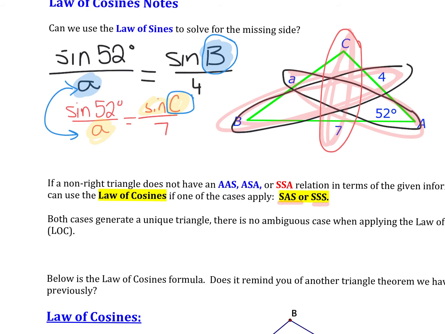If you look back to my original triangle, I had side 4, the angle 52 degrees, and the side of 7. That's a side-angle-side relationship. Both of these, side-angle-side and side-side-side, will generate one unique triangle. There's no ambiguous case where you might have no triangles, one triangle or two triangles. You are always going to have one unique triangle.